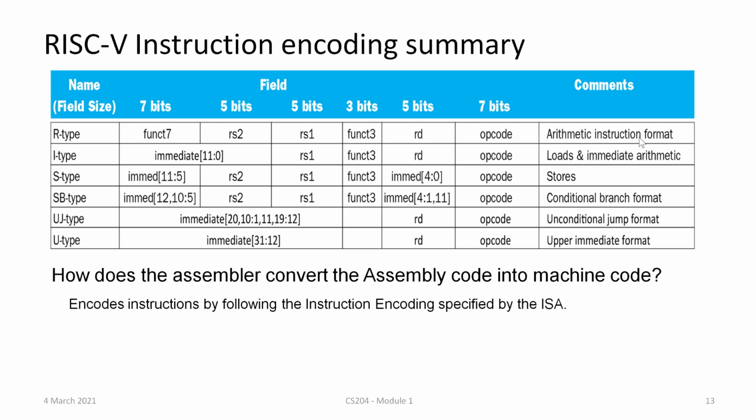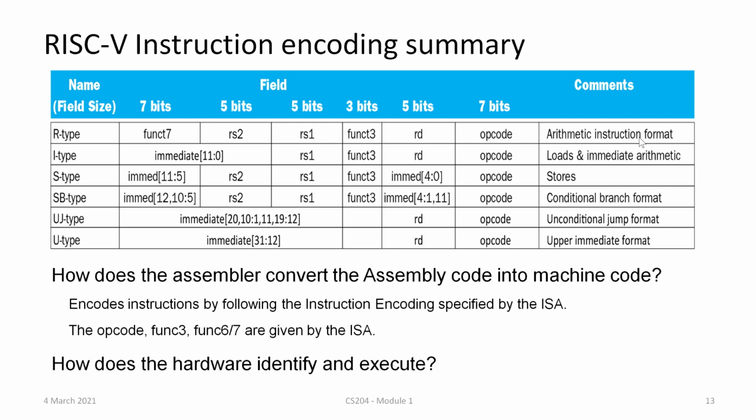So this specific task we are going to dive into much deeper in module 2. In module 1 we stop at a point where we convert the add x1, x2, x3 into a sequence of 32 bits of zeros and ones using the instruction encoding given by the ISA itself. So I have touched upon this point already. How does the hardware identify and execute? This would be a very interesting task in module 2, and we have a lot of different aspects to touch upon, right?